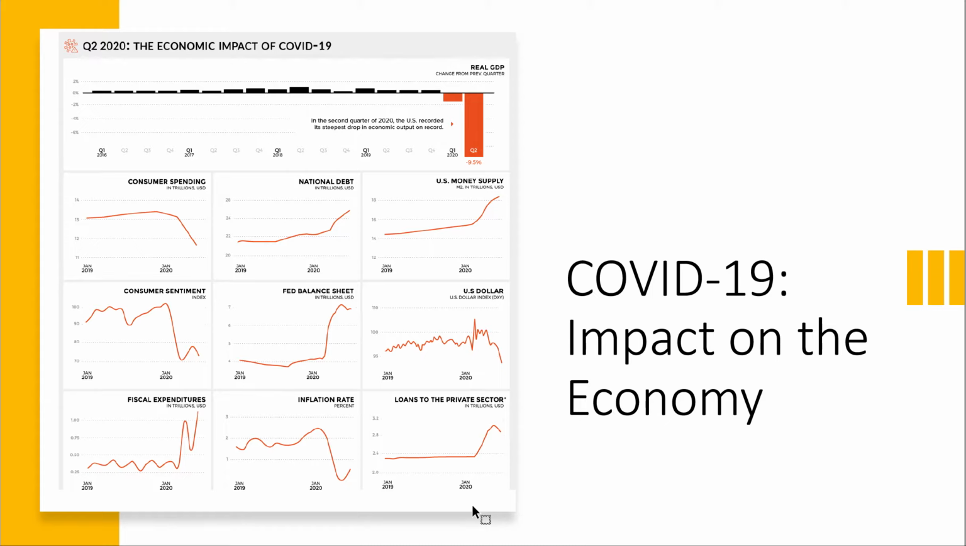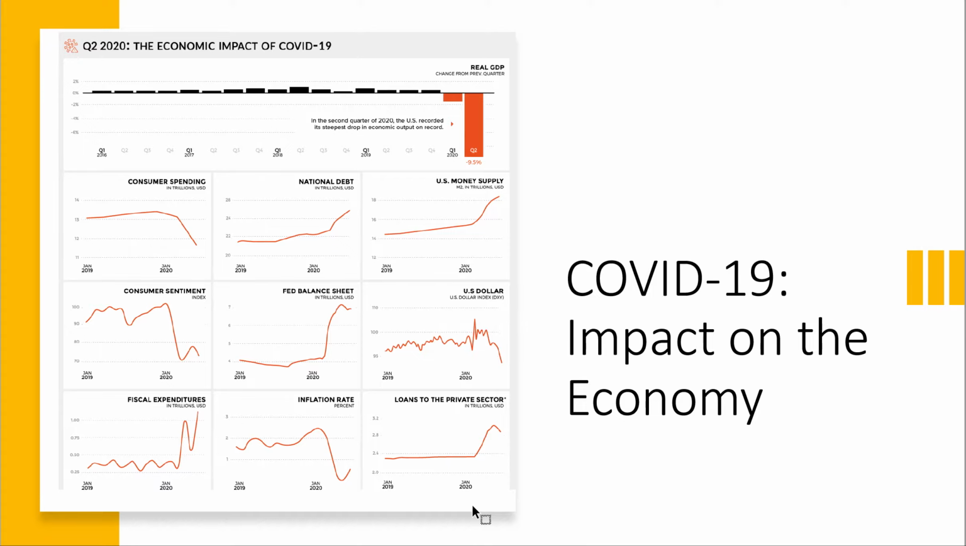So what we're going through is bigger than the Great Depression, bigger than the Great Recession in terms of a contraction of the economy. So when we talk about economic growth, well, this is the opposite. This is economic contraction or a recession. You can see, if we just quickly glance at these charts, consumer spending, which drives the U.S. economy, has gone way down.